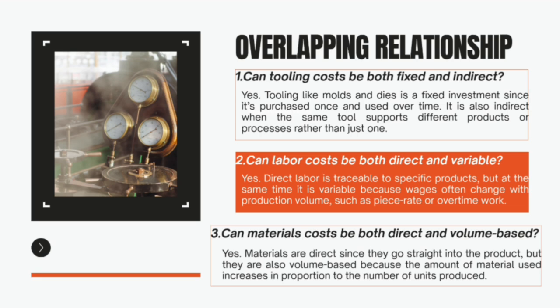Third question: can materials costs be both direct and volume-based? Yes. Materials go directly into the product, and they are volume-based since usage increases with the number of units produced.